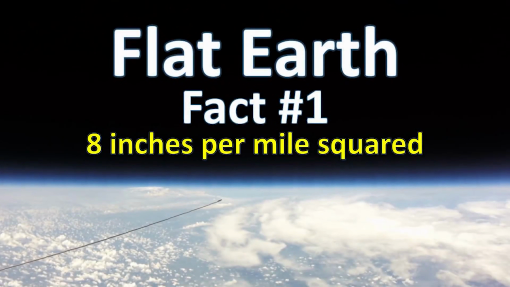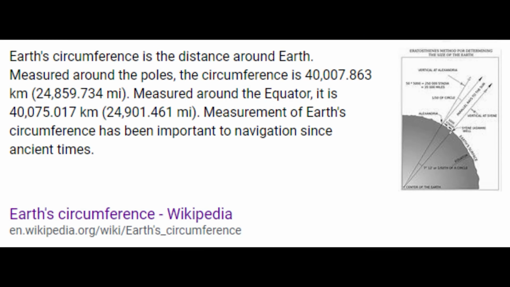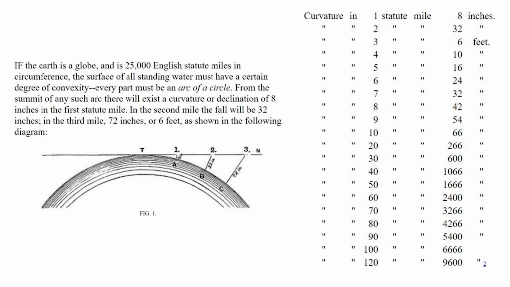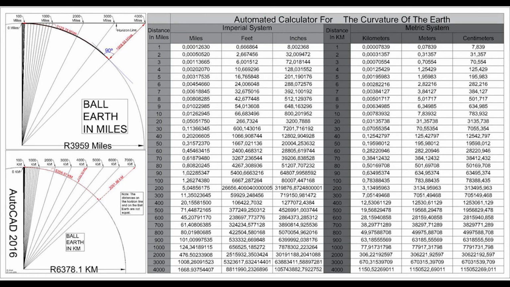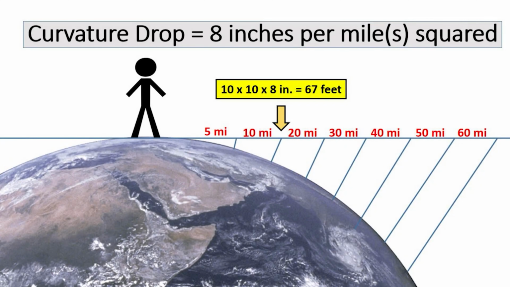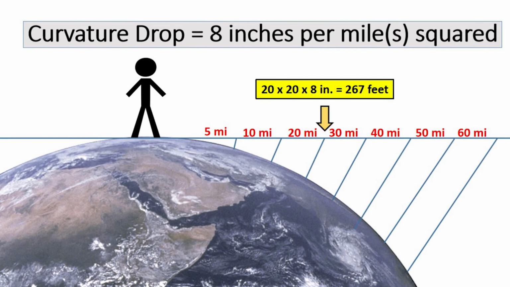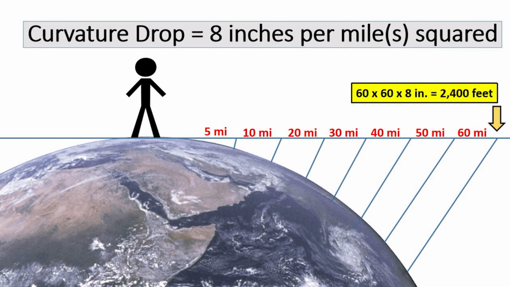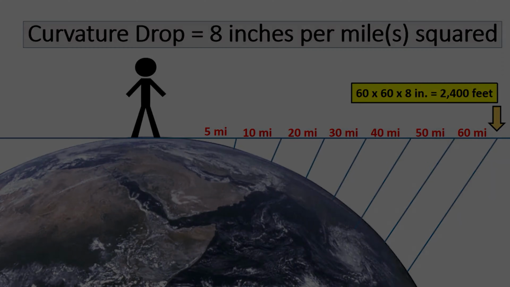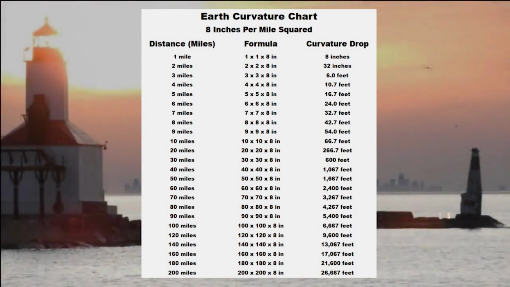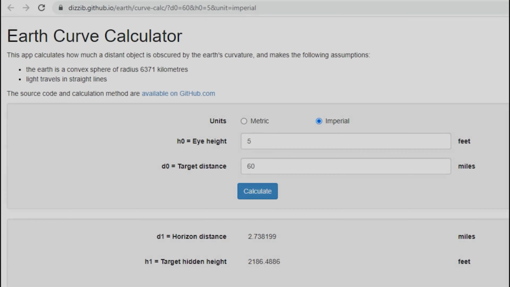According to the globe model, the surface of all standing water must have a certain degree of convexity. Based on the alleged globe circumference of about 25,000 miles, the Earth must curve away from you at 8 inches per mile squared. The formula is simple and accurate over all visible distances and has been proven by engineering software. At just 10 miles, there should be a measurable curvature drop of 67 feet, 20 miles, 267 feet, 60 miles, 2,400 feet.